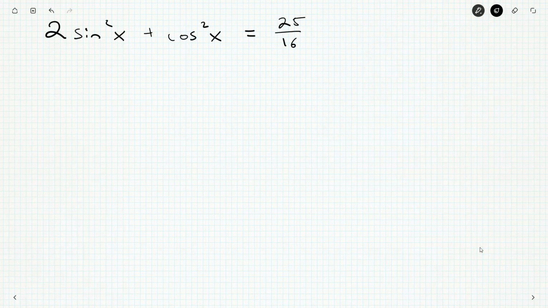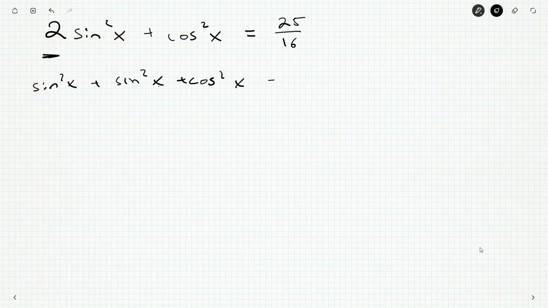Well, sine squared plus cos squared, that's something that we should know from trigonometry. Now, we don't just have sine, we got 2 sines. But let's break this into sine squared x plus sine squared x plus cos squared x is 25 over 16. And now, these two together, no matter what x is, sine squared plus cos squared is always 1.